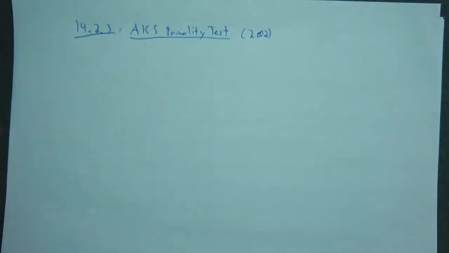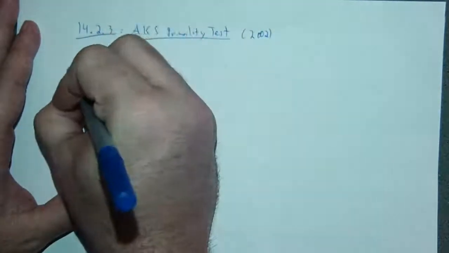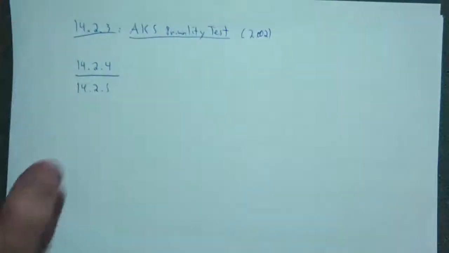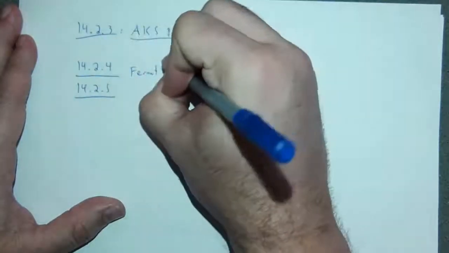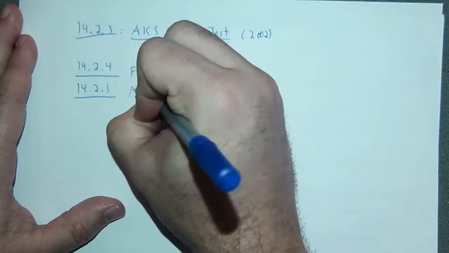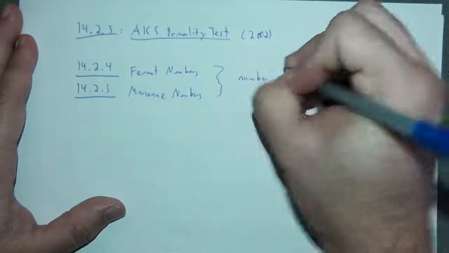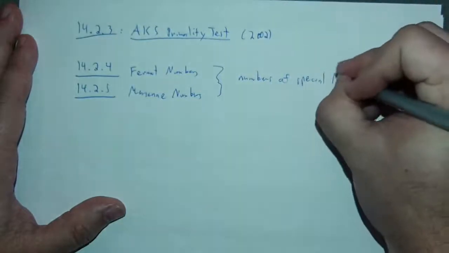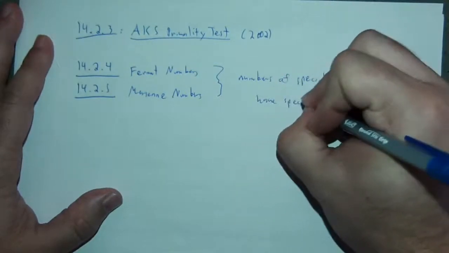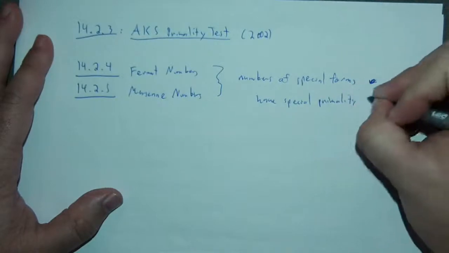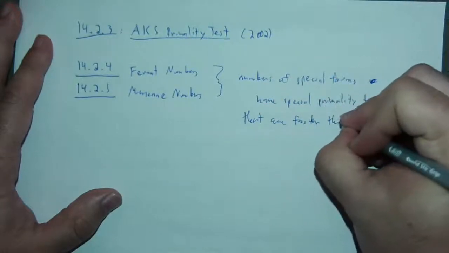But it should be noted that when you are dealing with special types of primes, i.e. Fermat numbers or Mersenne numbers, so numbers of special forms have special primality tests that are faster than general tests.